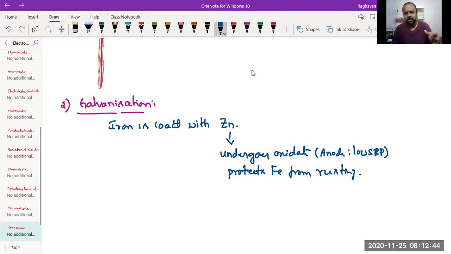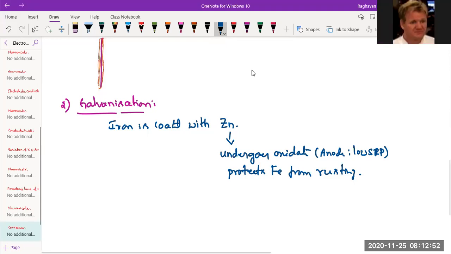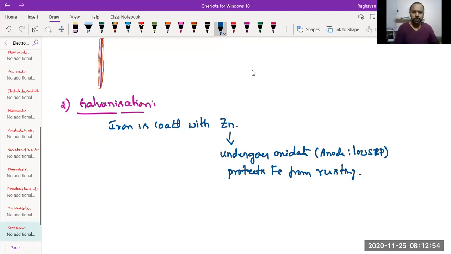But again, if zinc is once completely gone, you have to coat the iron with zinc again, but that takes years together. This is also called the sacrificial method of protection of iron.